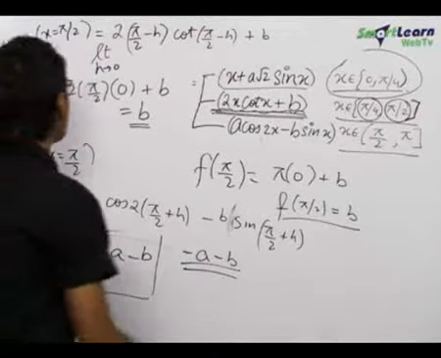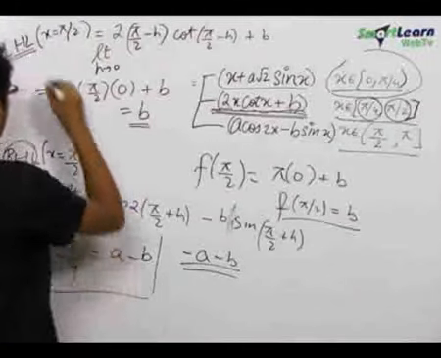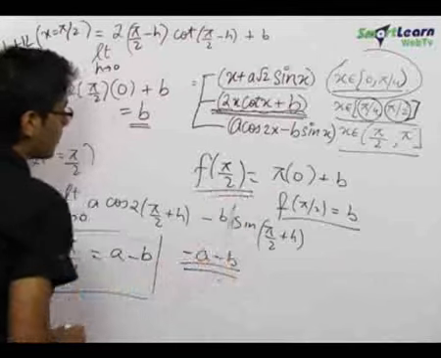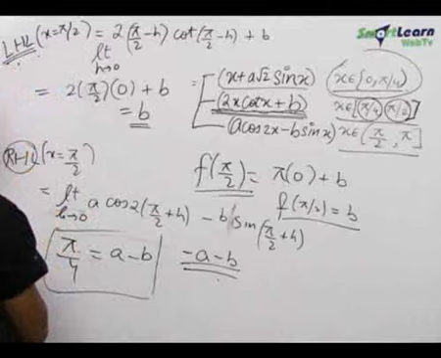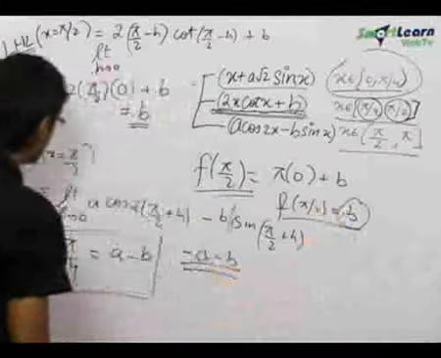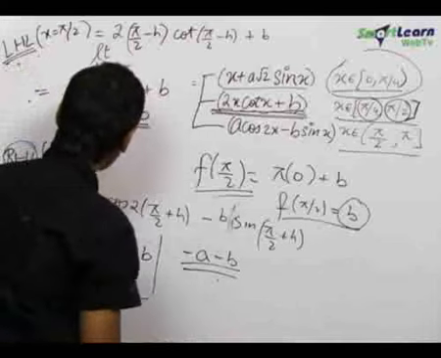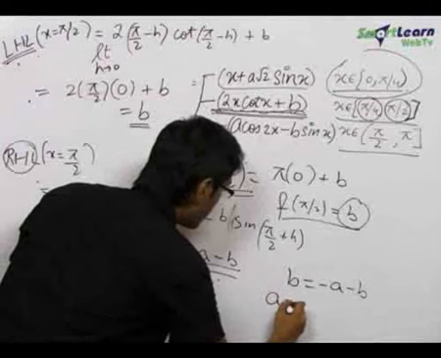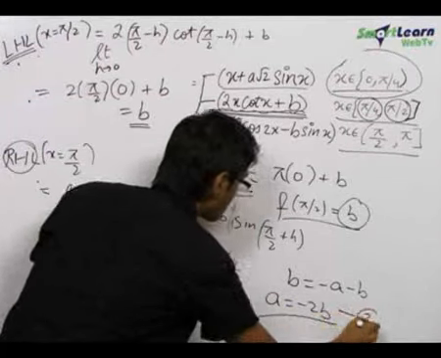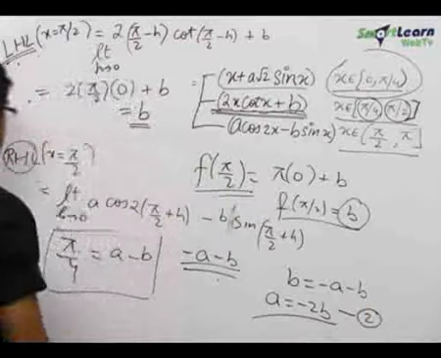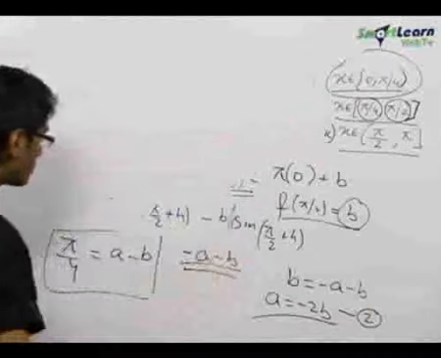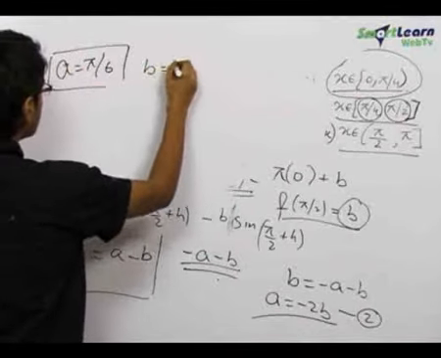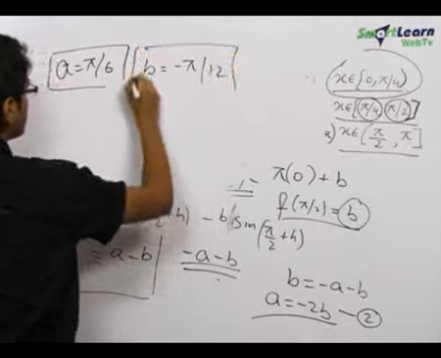Now for continuity at x equals pi by 2, we have the left hand limit at x equals pi by 2 should be equal to the right hand limit at x equals pi by 2 should be equal to the value of the function at pi by 2. Since the left hand limit at pi by 2 is already equal to this, we just equate the left hand limit and the right hand limit at x equals pi by 2, so that we get b equals minus a minus b, so a equals minus 2b. So we get two equations in a and b. On solving these two equations, we get a equals pi by 6 and b equals minus pi by 12.